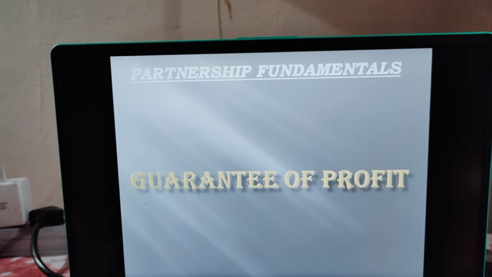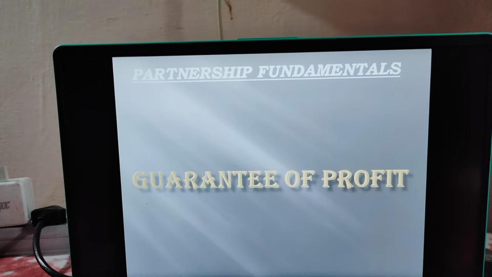So class, guarantee is an assurance. What is that? Guarantee is an assurance given to the partner or partners of the firm that at least a fixed amount shall be given to him irrespective of actual earning. See class, you have to understand this point. What it says here is that at least a fixed amount shall be given to him irrespective of actual earning.